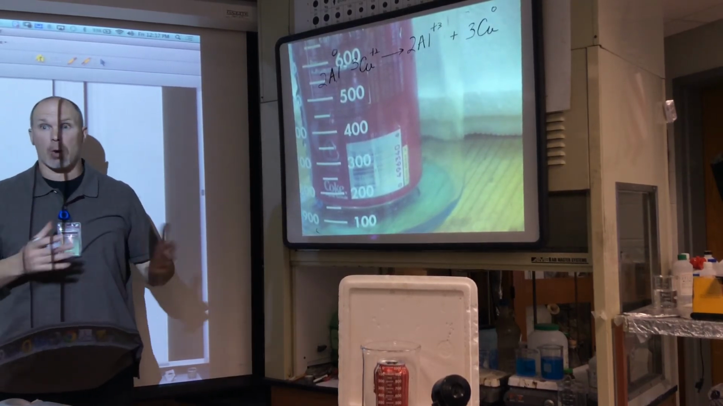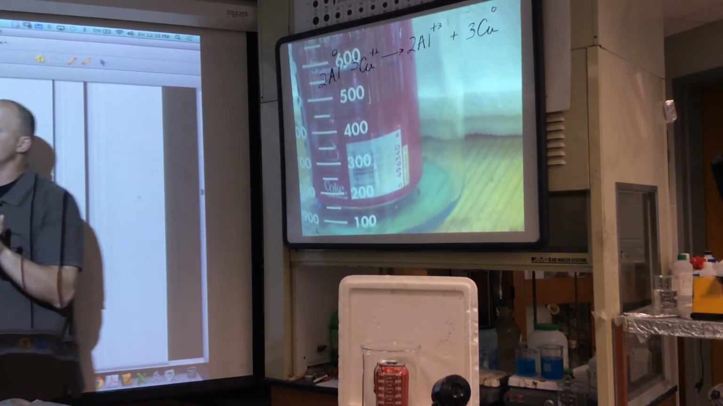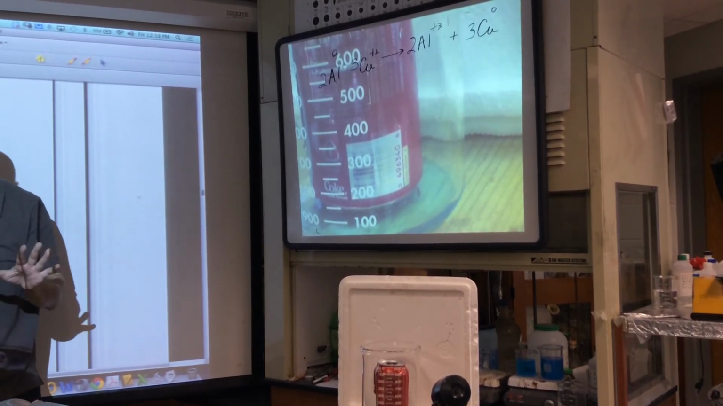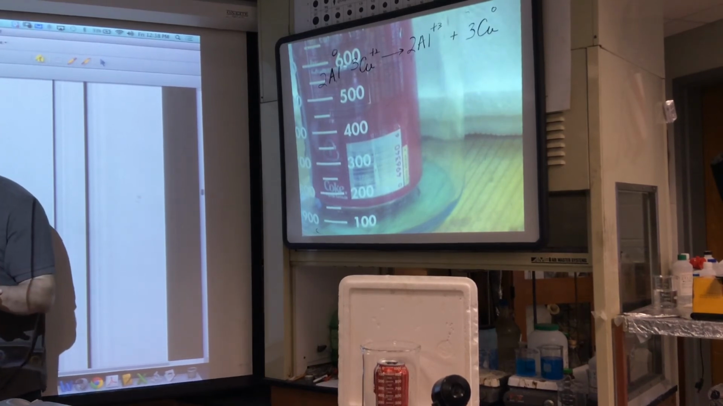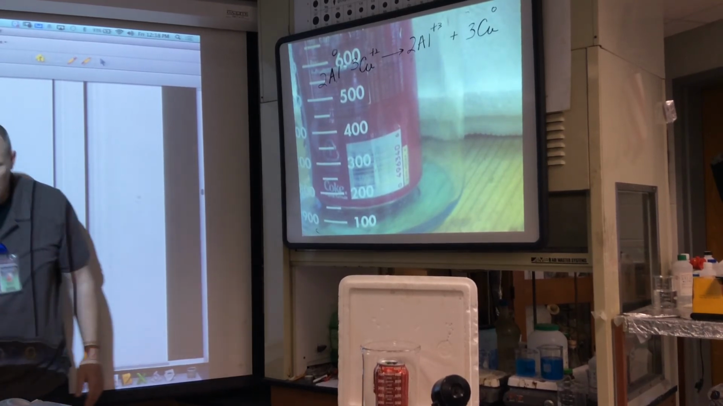So you have the ability to go either using half reactions or this way. But my friends in chemistry, understand both ways. What you're really doing is balancing the what? The electrons. All right?